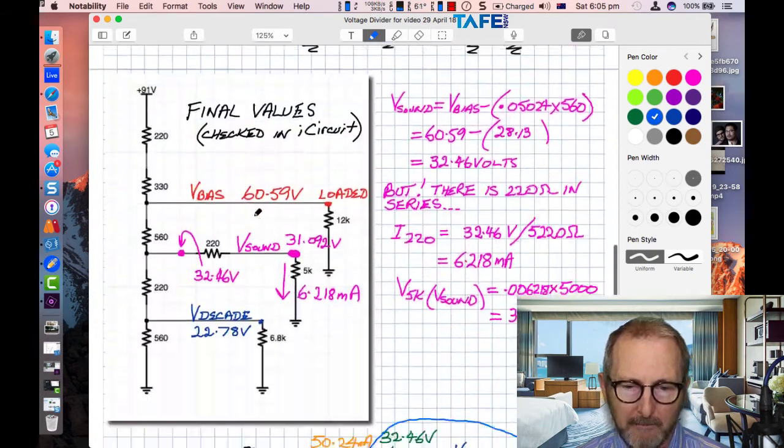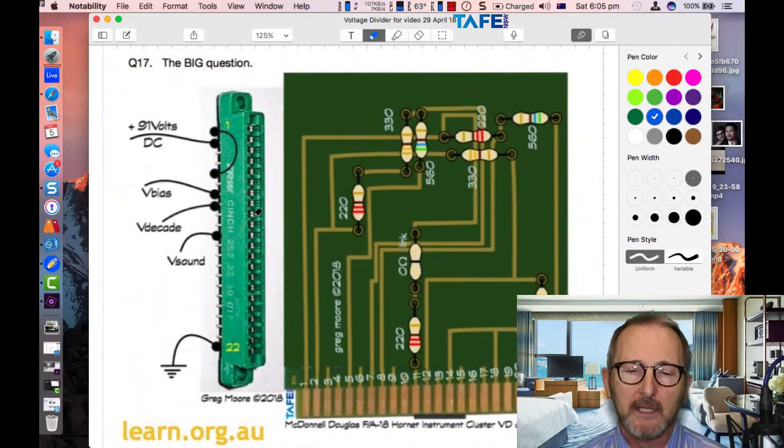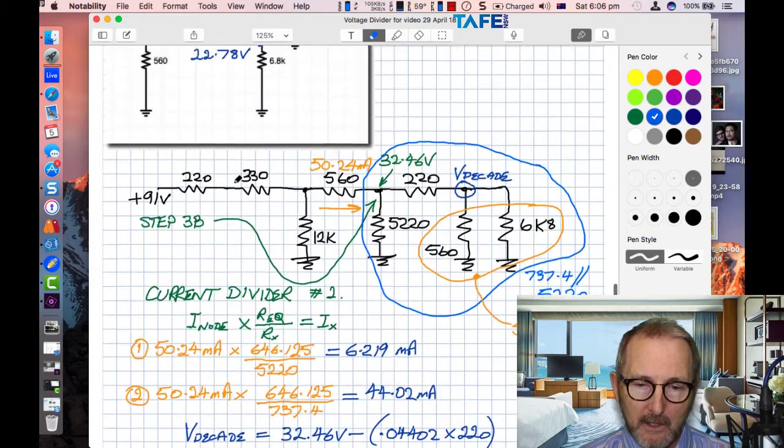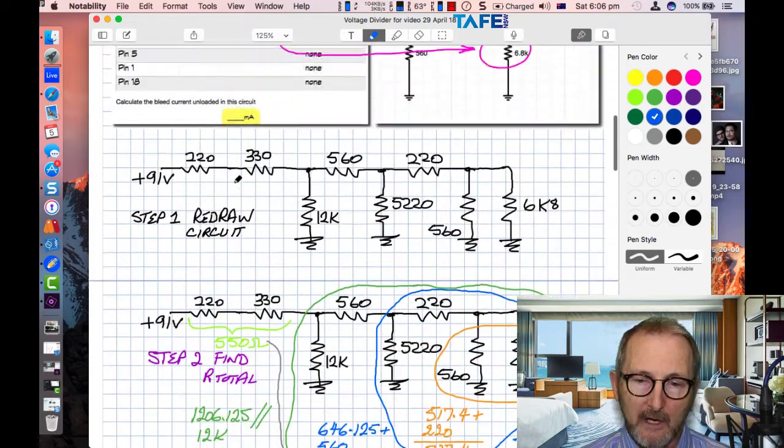So let's just have another look at the board. That was the board from last week, and there's the edge connector or the socket. There's the edge connector numbered up to pin number 22. Various resistors on there with luckily all of the values written, but the colors of course match the resistance, such as 220 was red, brown. We had outputs V sound, V decade, V bias. We had 91 volts DC coming in and feeding the board, and we had a link across this section on the socket arrangement here. All right, so let's go back up and have a look now.